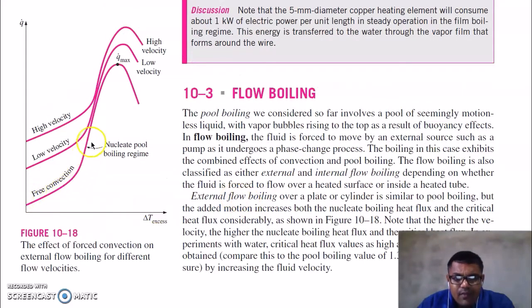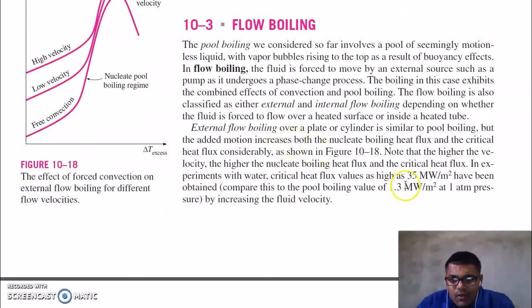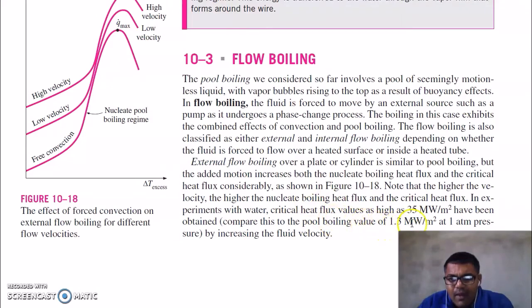You can see this is your free convection. In this case, this is your nucleate pool boiling regime, which starts from here. This is your low velocity profile. You can see in this case heat flux is more as compared to free convection, and with an increase in the velocity the heat flux, and so the heat transfer, will increase. In experiments with water, critical heat flux values as high as 35 megawatt per meter square have been obtained, compared to pool boiling, which is 1 megawatt per meter square at 1 atmosphere pressure.